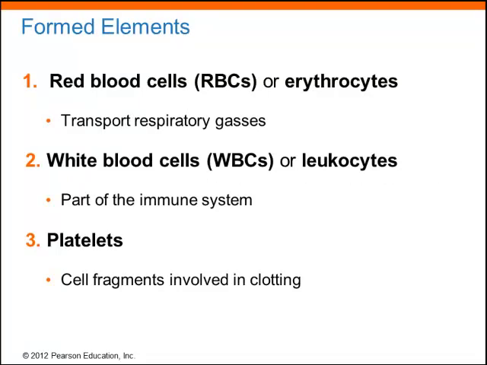Okay, moving on to the formed elements. You have red blood cells, white blood cells, and platelets. Red blood cells, you know, are called erythrocytes. They transport the respiratory gases, oxygen and carbon dioxide. The white blood cells are called leukocytes. They're part of your immune system. And platelets are little packages that are pinched off of a cell in the marrow, and they are involved in clotting.